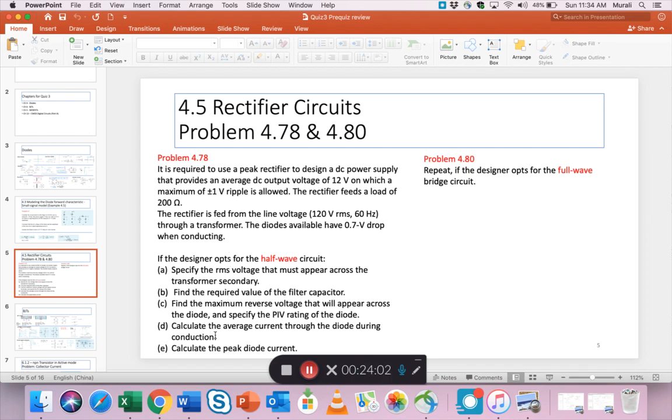So all 5 items. Then we also have the same problem. Everything is pretty much the same, but now do it with a full wave bridge rectifier, right? And the reason we go with a full wave is because the half wave can give you a value of capacitor that can be very large.